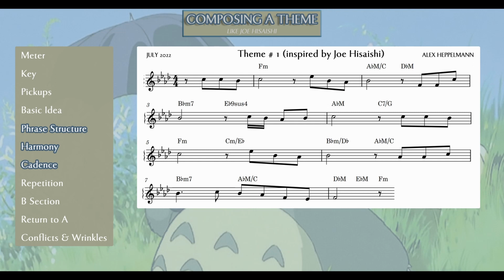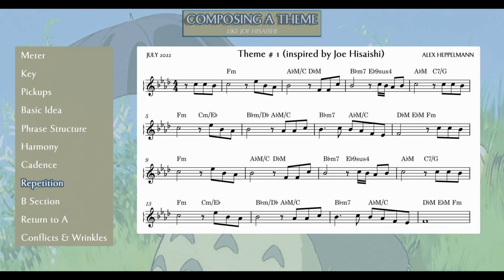Alright, so that's the first statement of the theme, and I might as well keep it simple and construct a 32 measure theme with an AABA structure. So I'll repeat these 8 measures. When it comes time to orchestrate this, which I'll probably do in another video, I can use orchestration and instrumentation to differentiate this repeated statement from the first one.